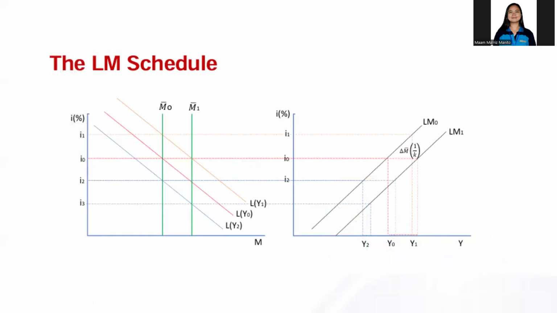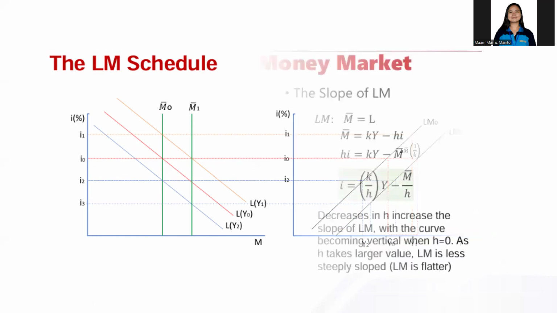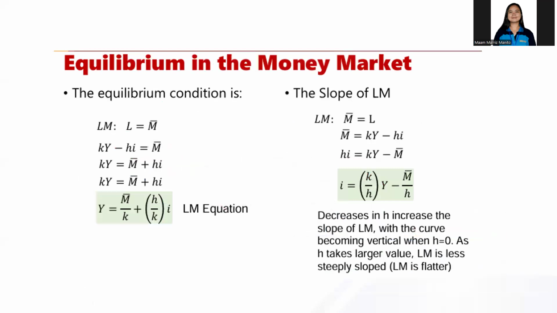So this is a much clearer version of the graph earlier. You can pause this video so that you can understand the content of the graph. Okay, so with that, the new equilibrium condition in the money market will be L is equal to M, where L is KY minus Hi, and M is the money supply here.